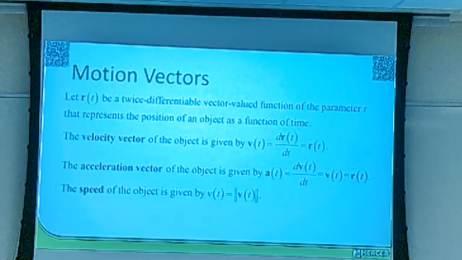Finishing with vectors, motion in space. R is typically your position vector. Velocity is its derivative. Acceleration is the second derivative. Speed is the magnitude of velocity, and speed does not have a direction. Velocity does.